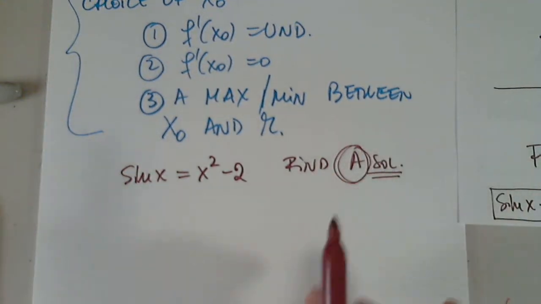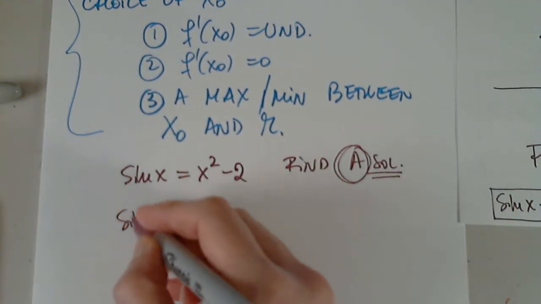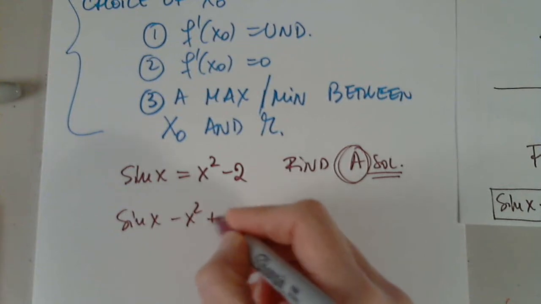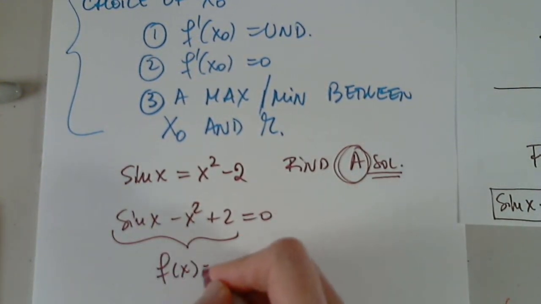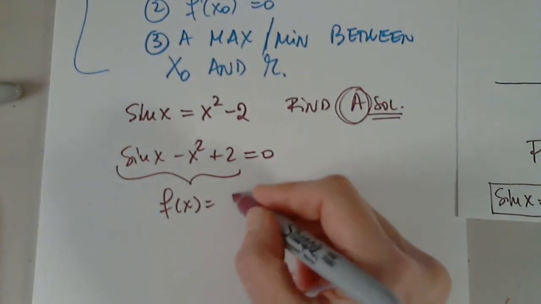A solution, I'm happy with that. In the first step, I have to change the equation into this. Why? Because I have to denote this by f of x. That's our first step.